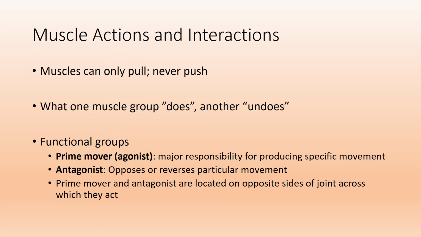On this slide, and also included on the next slide, you will see some bolded terms. You need to know the definitions for these terms as well as some examples or scenarios. The first term is an agonist or the prime mover. A muscle that is considered a prime mover is really responsible for a specific movement, like knee extension or elbow flexion. Whatever opposes the prime mover or the agonist is known as the antagonist. This is the muscle that undoes what the agonist does.